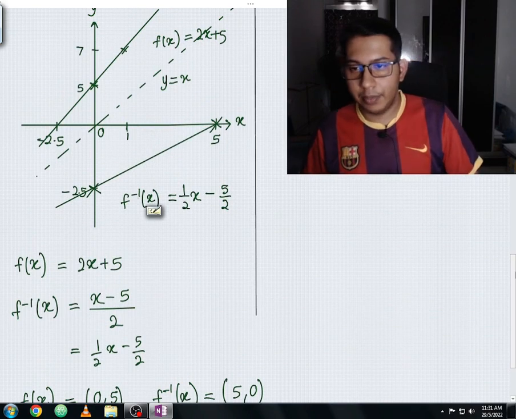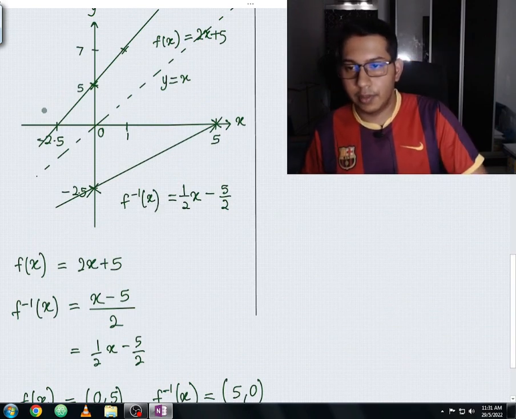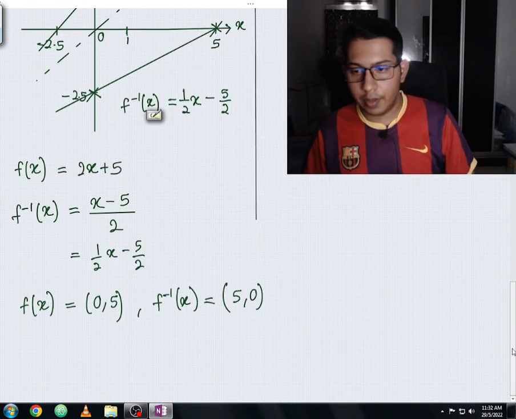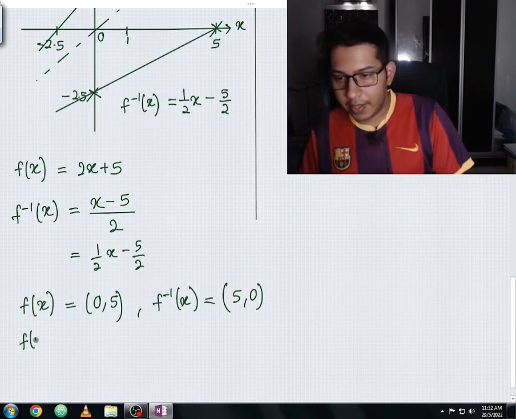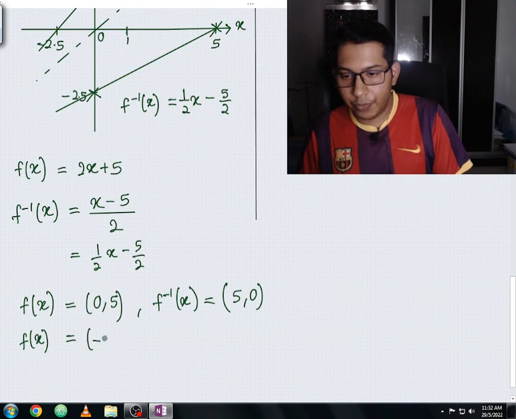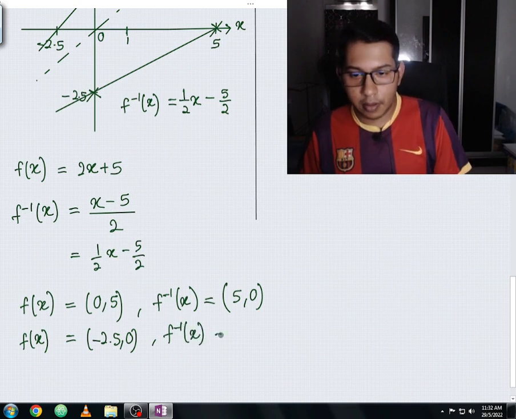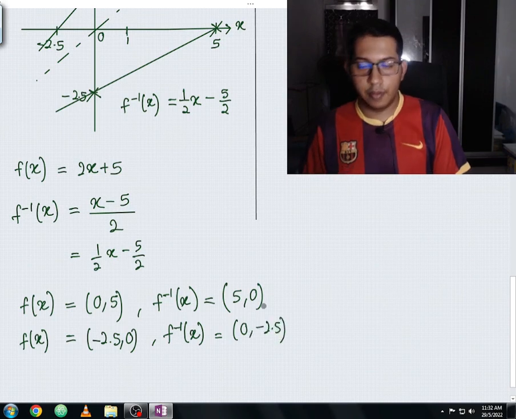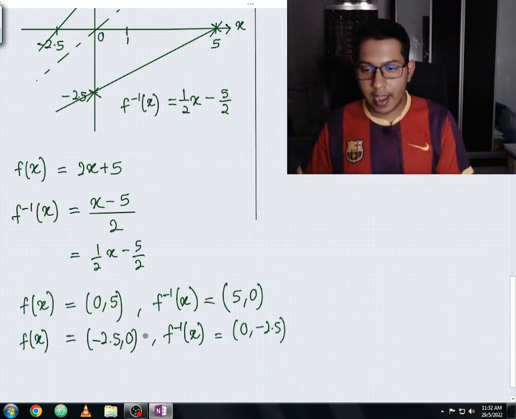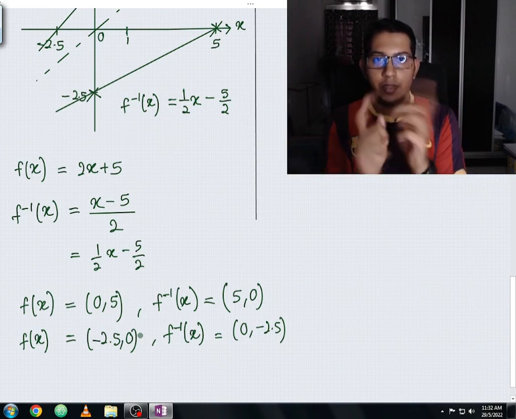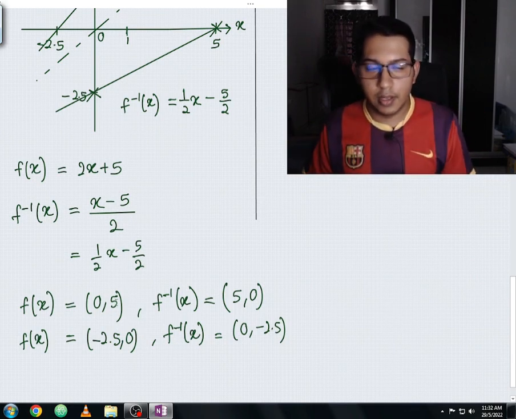Another example, you can use the intercept also. Where you take f(x), in this case you have your x-intercept (2.5, 0). Guess what will be the inverse? It becomes the y-intercept instead, (0, -2.5). So your x and y interchange, they swap places with one another.